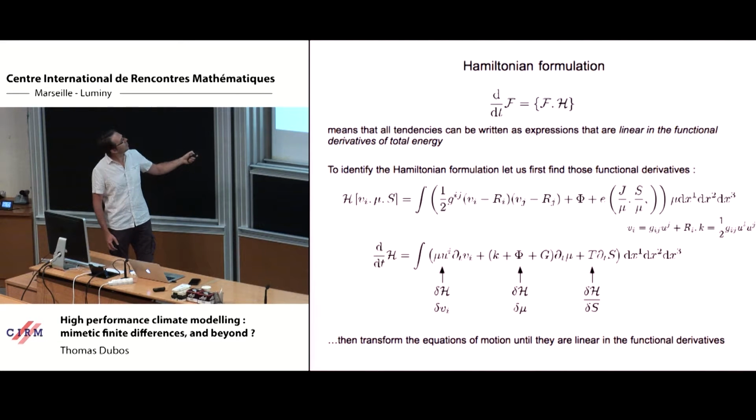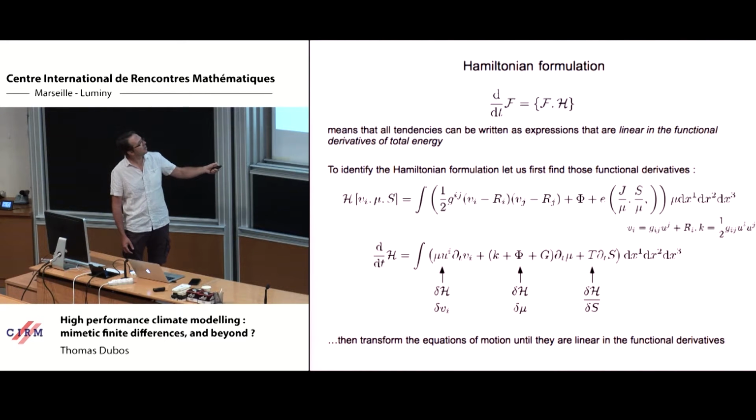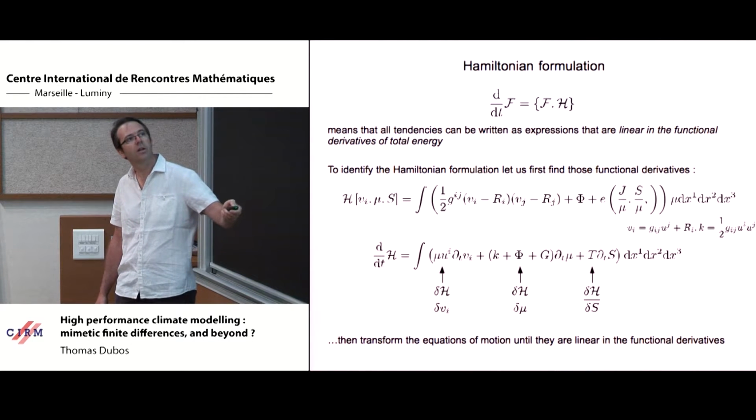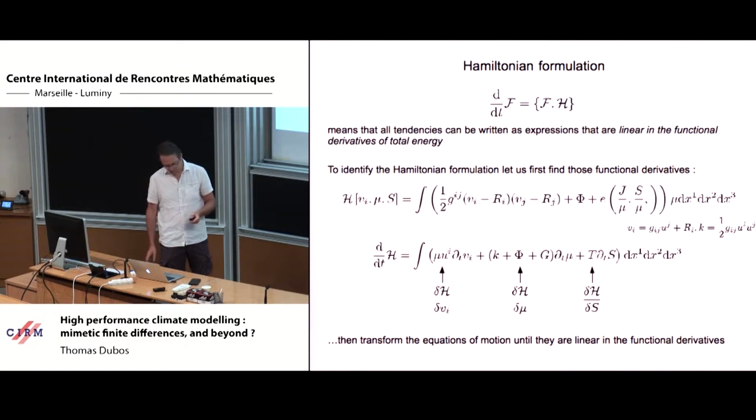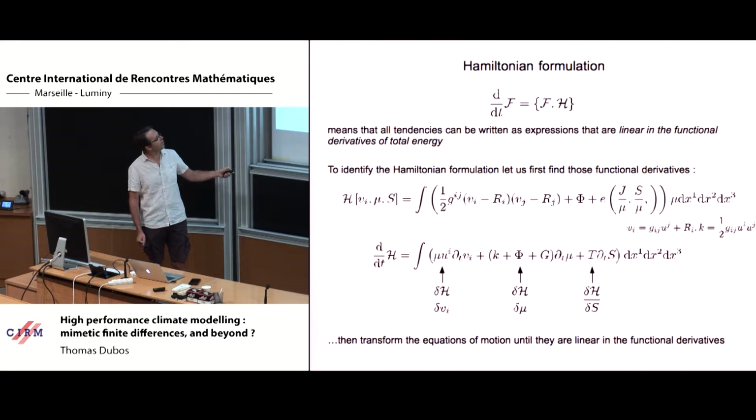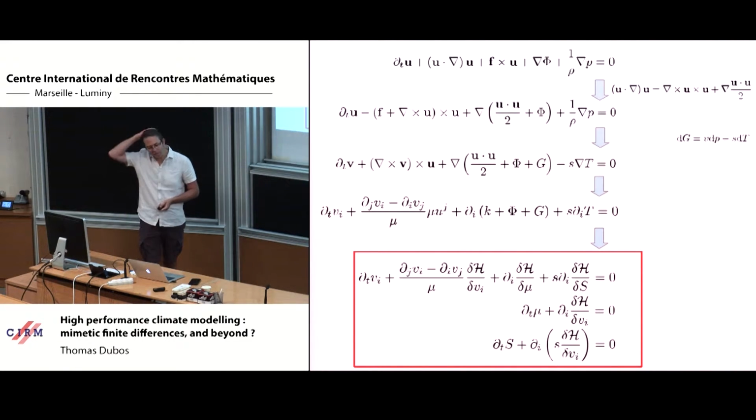And then when I look at how my energy evolves in time, here I find the mass flux, density times contravariant component. Here I find something which looks like a Bernoulli function. So that's kinetic energy plus geopotential plus Gibbs function. That's a thermodynamic potential. And here I get temperature, right? Because when I derive internal energy with respect to entropy, I get temperature. Okay, so if I'm able to cast the equations of motion only in terms of these quantities, then I will find my Hamiltonian formulation. And that's actually well known.